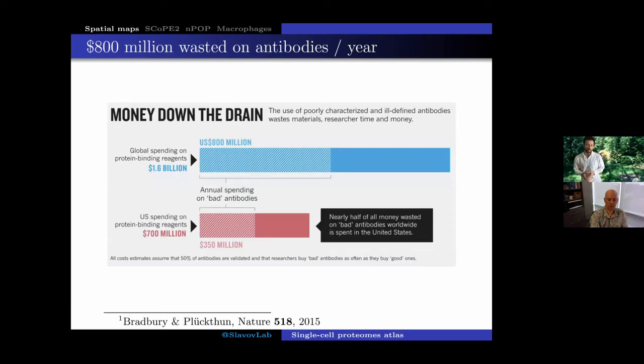This estimate published in Nature a few years ago indicates that annually we waste about $1 billion on purchasing affinity antibodies that do not have the specificity indicated on the label. And this waste is not accounting for follow-up experiments based on flawed hypotheses because of non-specific binding. And that was the bad news.